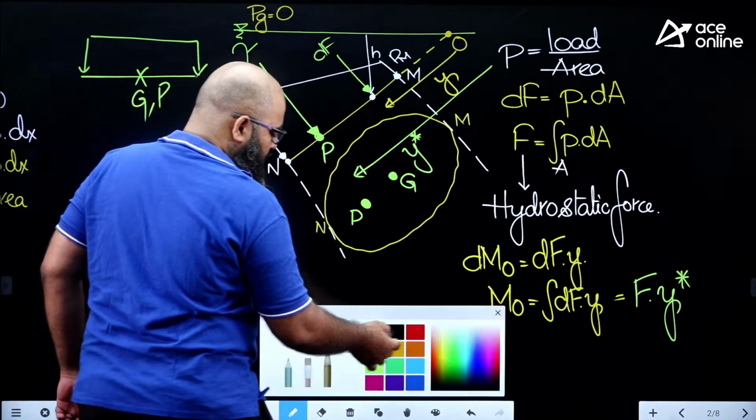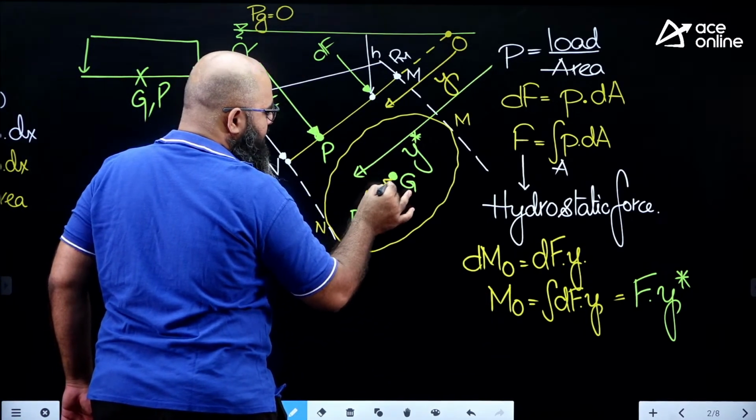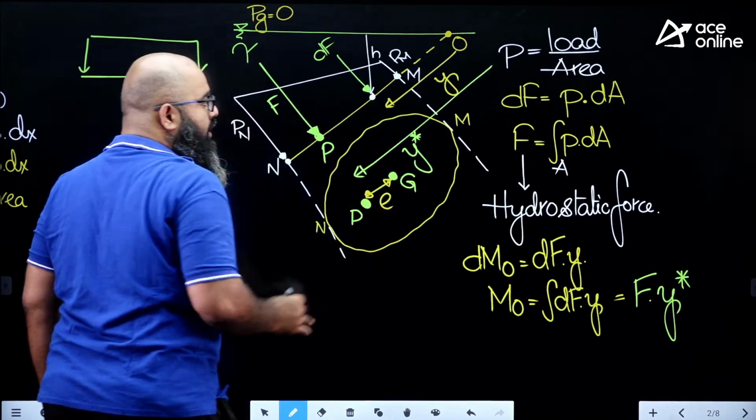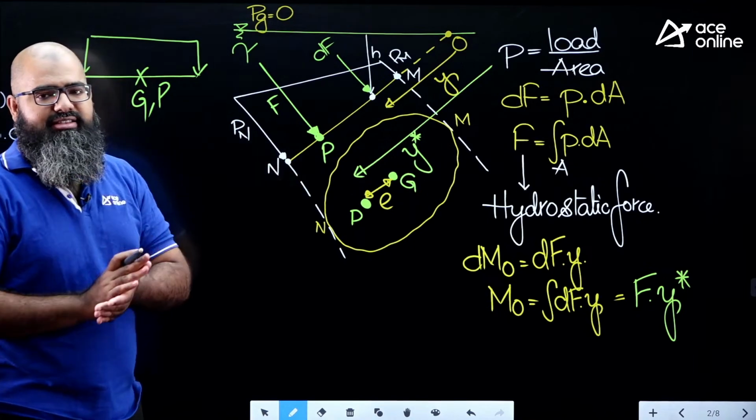Now, whatever distance we have between these two, this distance of offset we call eccentricity. The distance of this offset is called eccentricity.